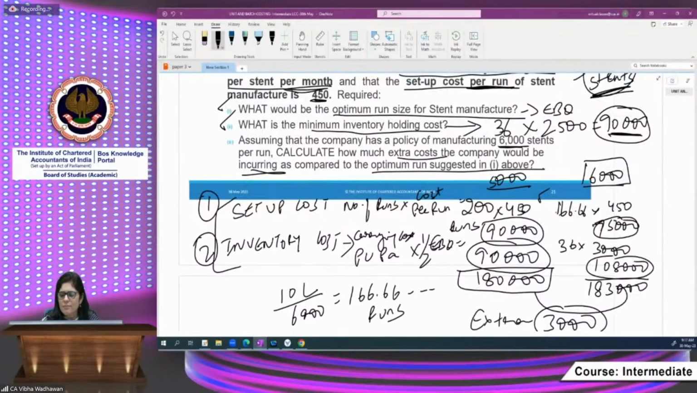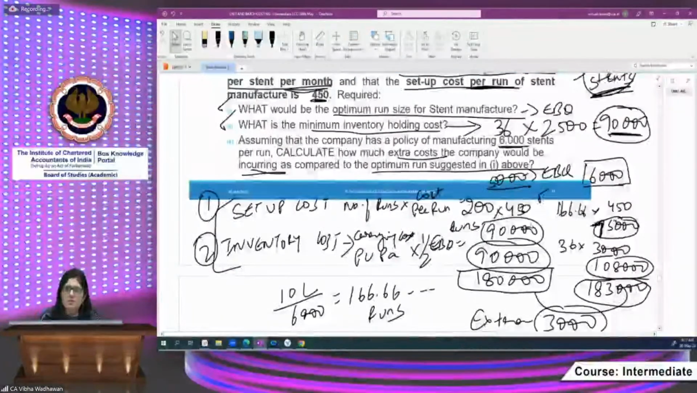So the setup cost comes to 75,000. Inventory carrying cost is 1,08,000. So the total cost for 6,000 is 183. The total cost for 5,000, which is EBQ, will always be minimum, which is 180. So if you manufacture 6,000 units in one batch, you have to incur an extra cost of 3,000. Students, I hope you have understood. This is exactly the same lines as EOQ.